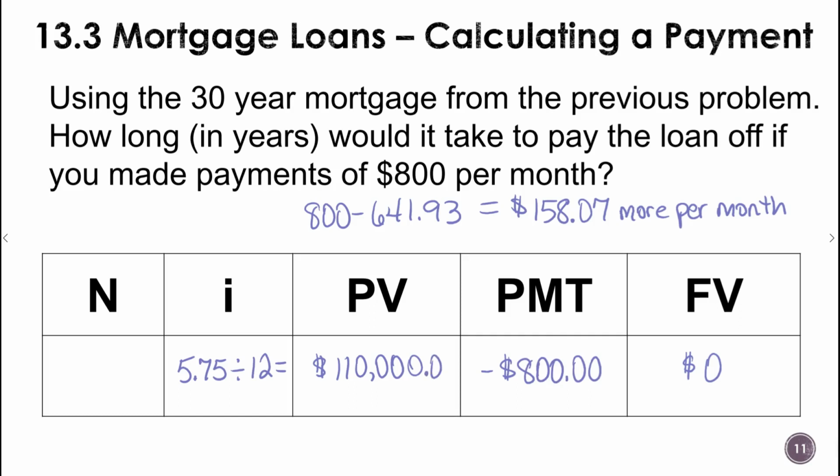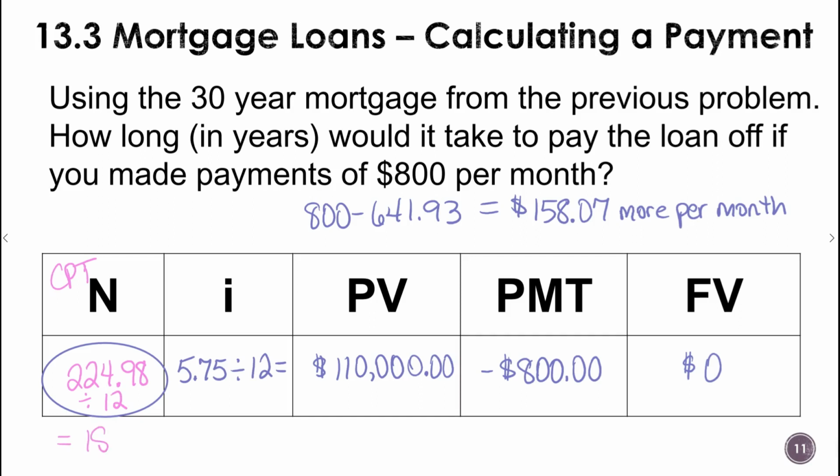Oh, I didn't put my zeros on there. Anyway, so we are computing in the number of periods. How long will it take us to pay off this loan? And that number is $224.98. And then we divide that, remember, by 12 because we're paying 12 payments per year.